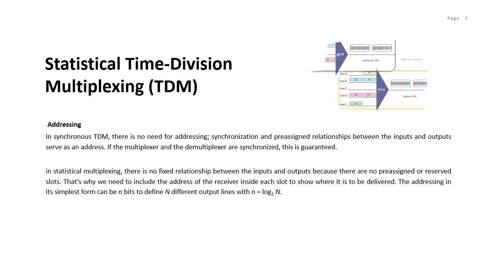That's why we need to include the address of the receiver inside each slot to show where it is to be delivered. The addressing in its simplest form can be n bits to define n different output lines, with n equal to log 2 of n. For example, for 8 different output lines, we need a 3-bit address.